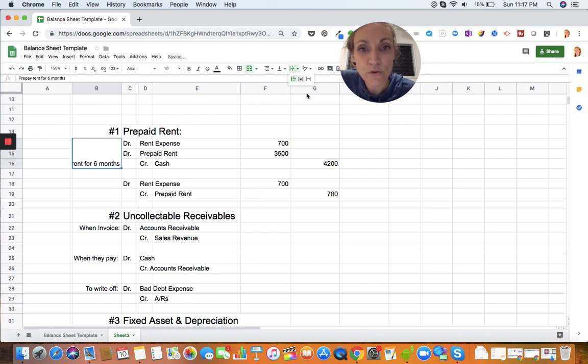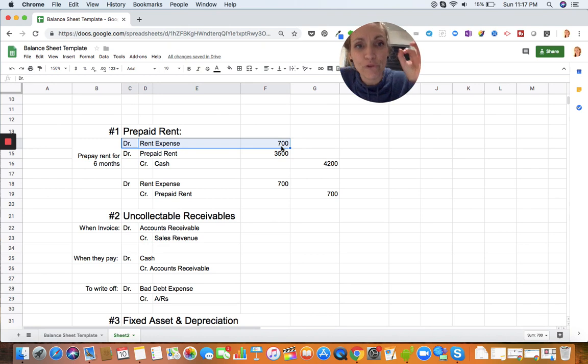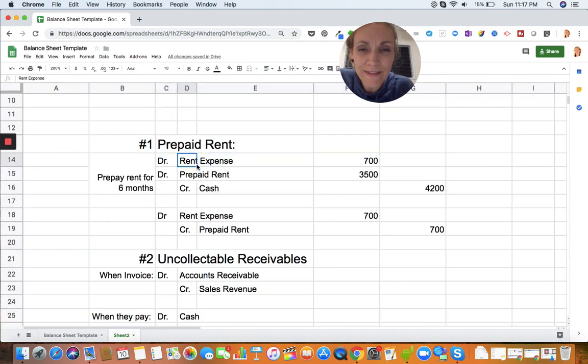And in that situation, we're going to credit cash, right? Because we spent cash. $700 per month times 6 months, $4,200. But we're only going to debit rent expense for 1 month because we're going to match our expense each month with the income. So we're only going to deduct rent expense each month. We're not going to deduct 6 months of rent when we paid it.